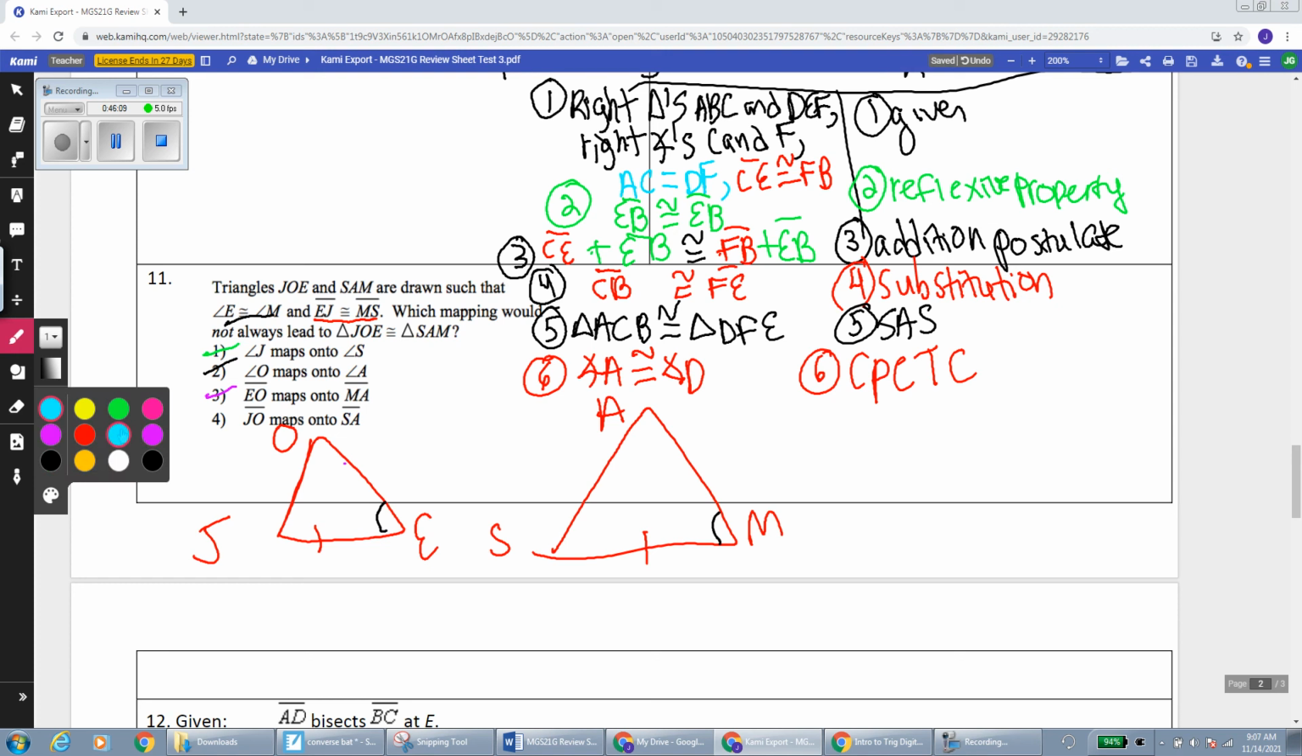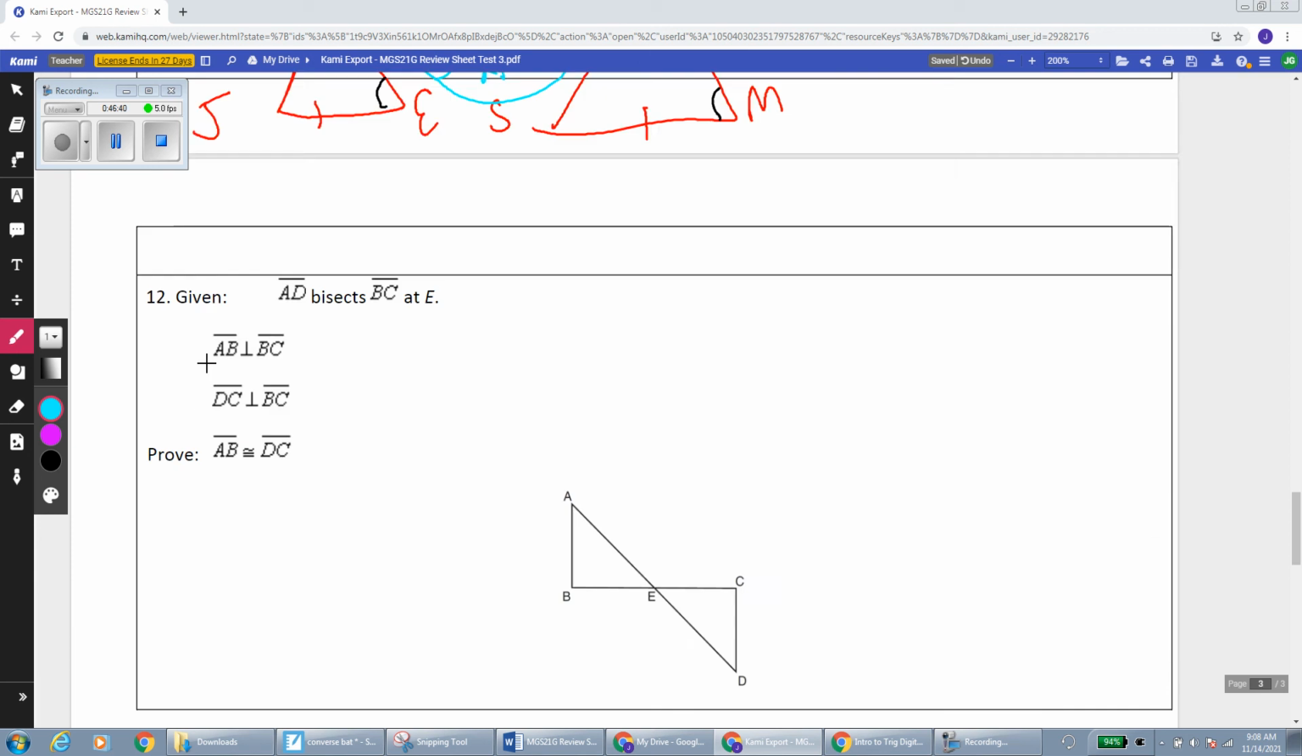So it says JO maps onto SA. Well, that's side, side, angle. Or if you go the other direction, ASS. And we know that this is not a valid method of proving triangles congruent. So that is the correct answer here. Okay, let's move it along.